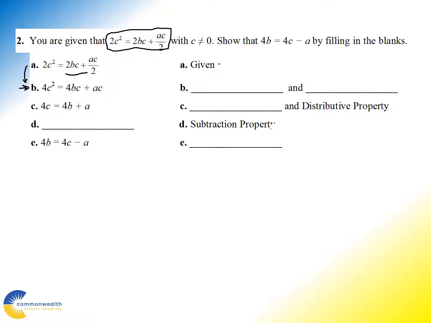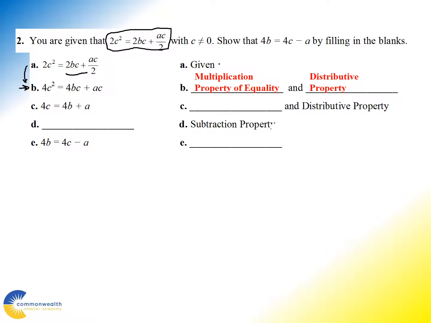The property that says we're allowed to multiply both sides of an equation by the same value is the multiplication property of equality. And of course, the law that says that if I multiply a sum by a constant, then each term of that sum gets multiplied by that constant. That's the distributive property.